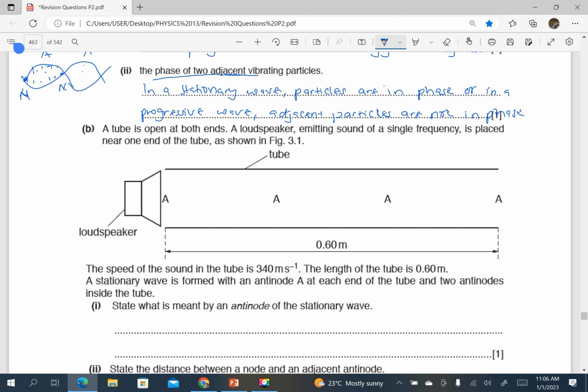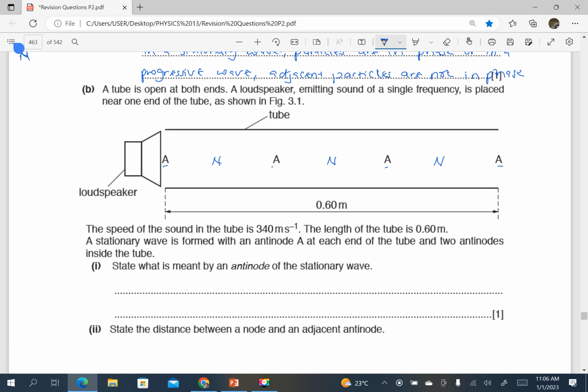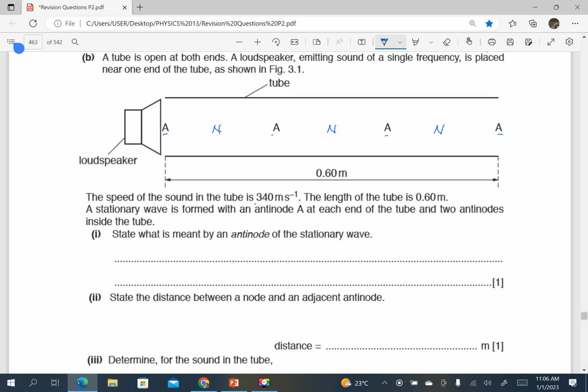A tube is open at both ends. A loudspeaker emitting sound of a single frequency is placed near one end of the tube. So it is an open tube. We see an antinode at every open end. Between every antinode, there must be a node. The speed of the sound in the tube is 340 meters per second. The length of the tube is 0.60 meters. Maybe we can try to sketch this.